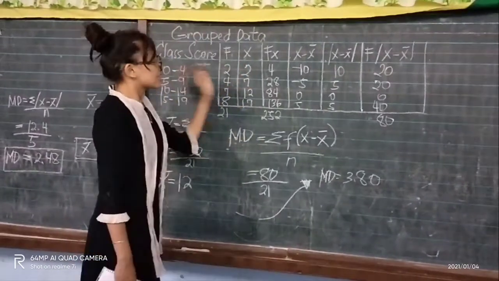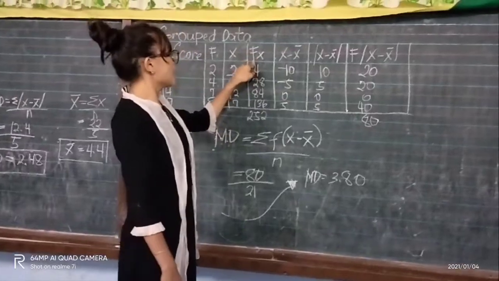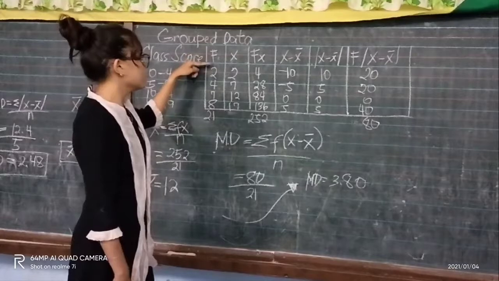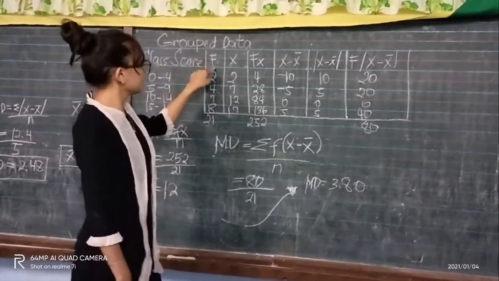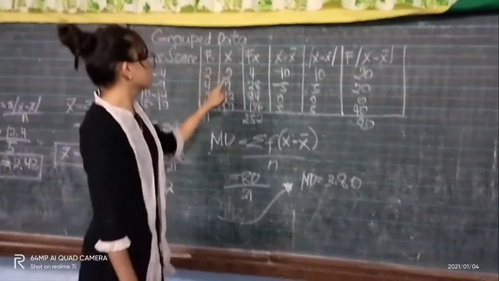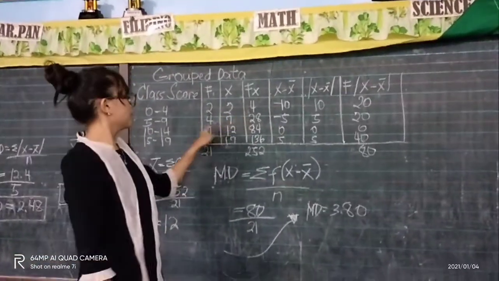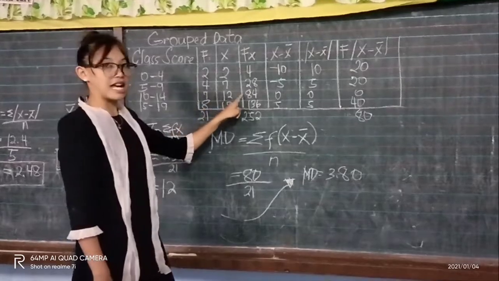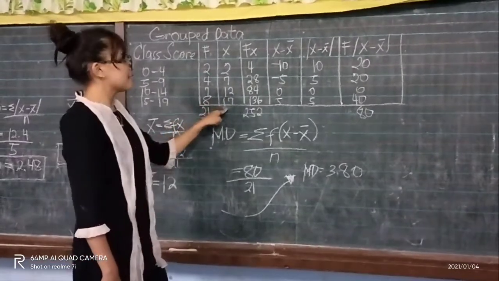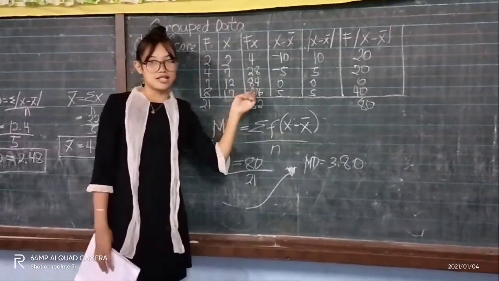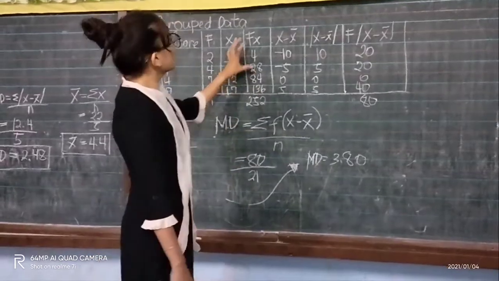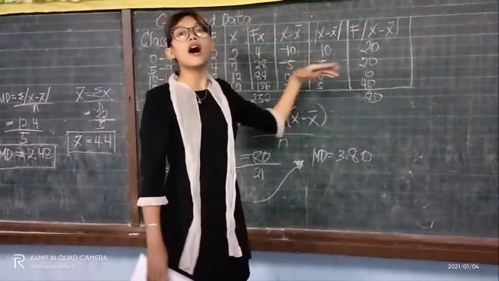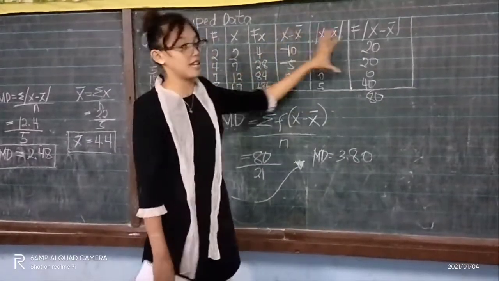So let's proceed here. fx. We're gonna multiply our value of frequency and the x. So 2 times 2, 4. 4 times 7, 28. 7 times 12, 84. And 8 times 17, 136. So after this, we're gonna solve our mean so that we can proceed here.